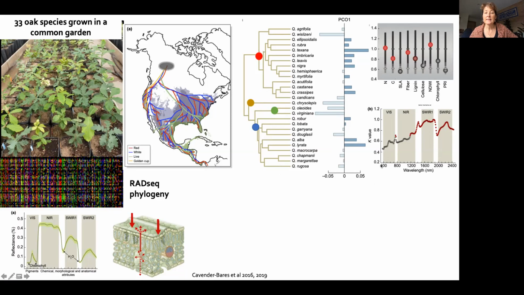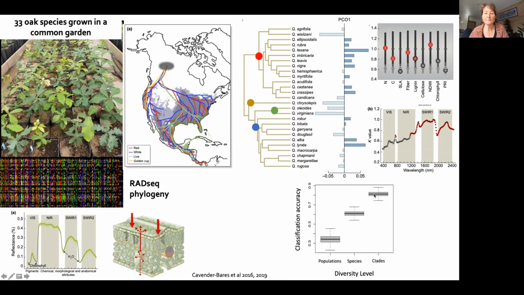We looked at different parts of the spectrum for all those different species and have found that the shortwave infrared region was the most phylogenetically conserved. And I'll go more into that subsequently. But the idea is that there's information in here that your eye can't see that's tightly coupled to phylogenetic information.